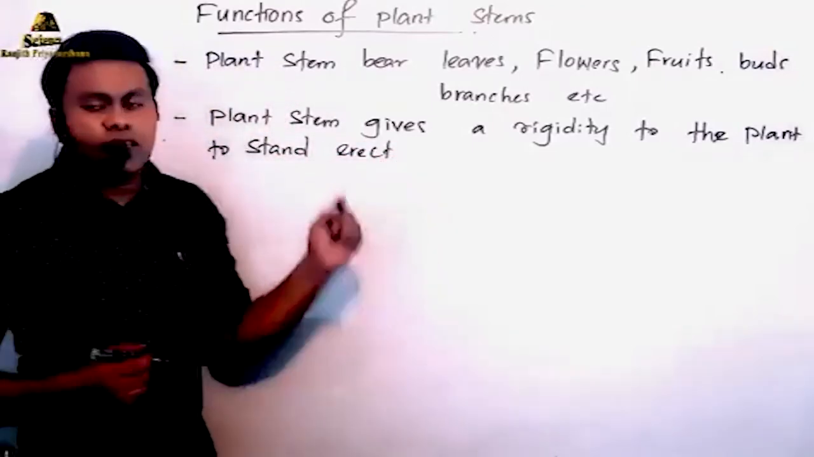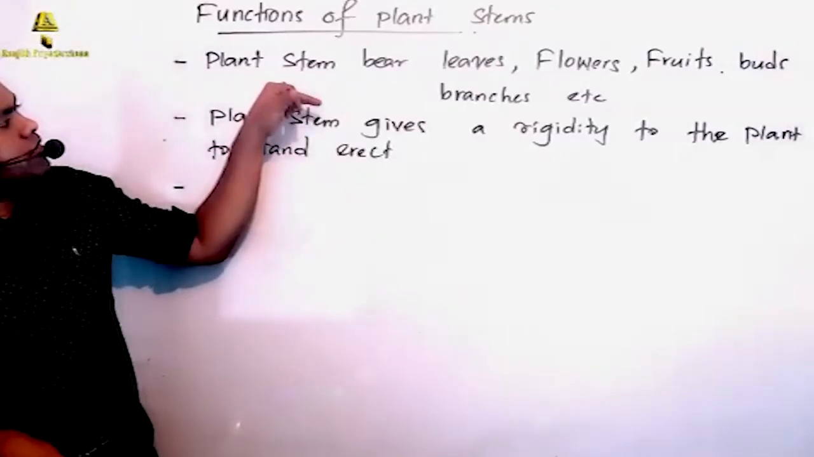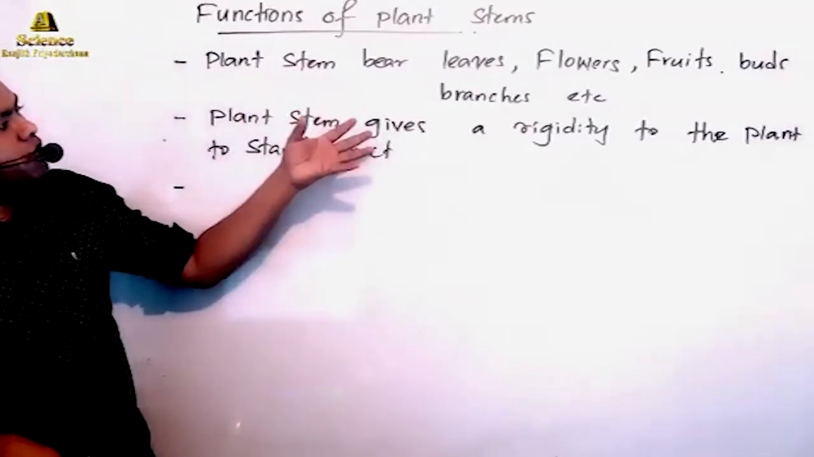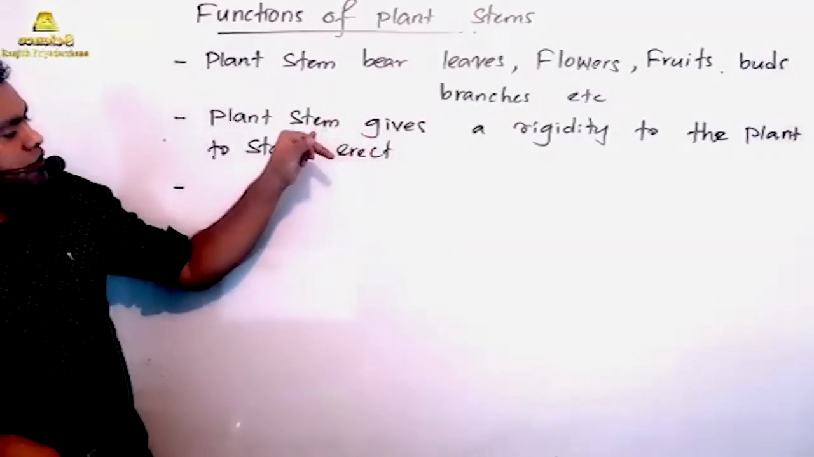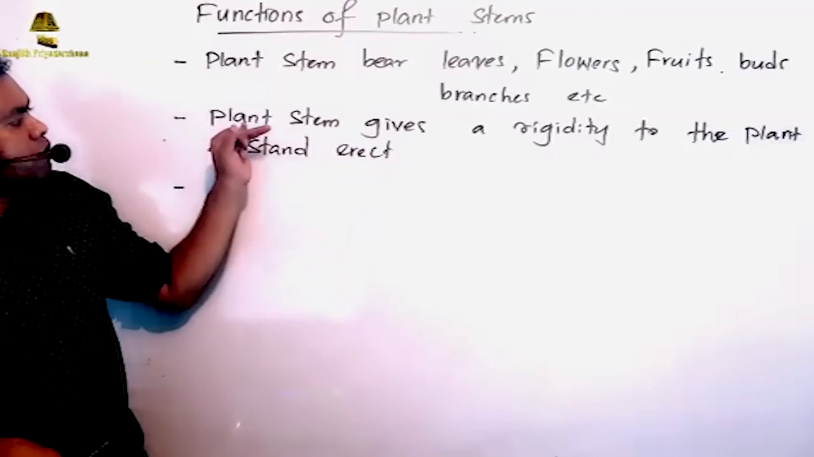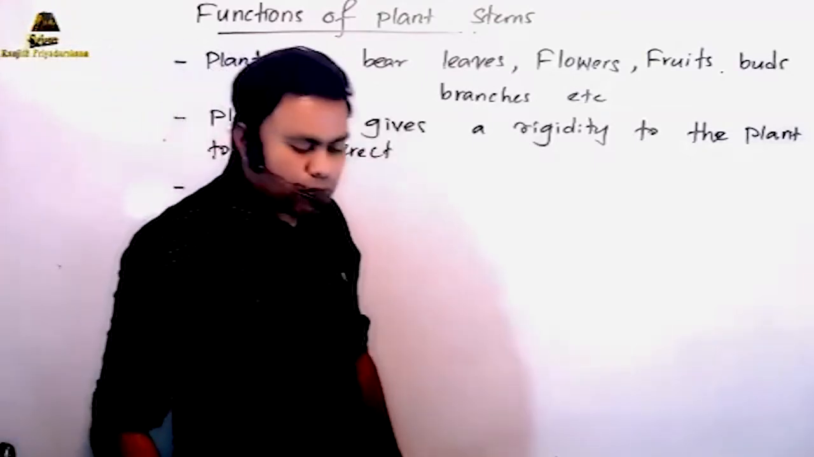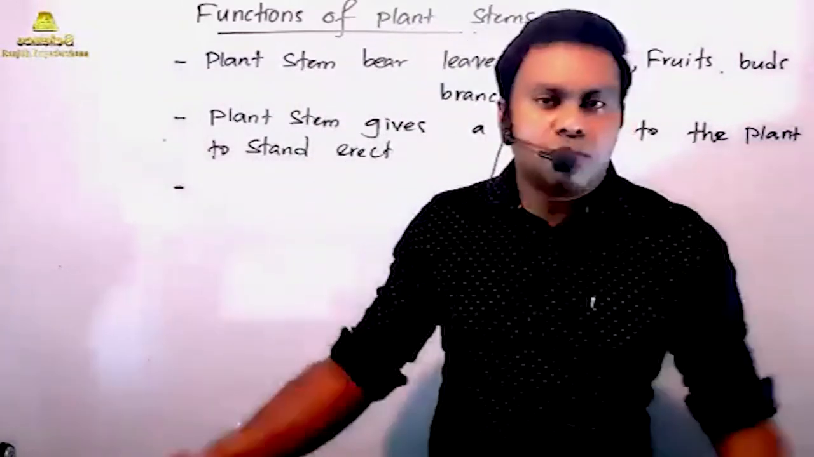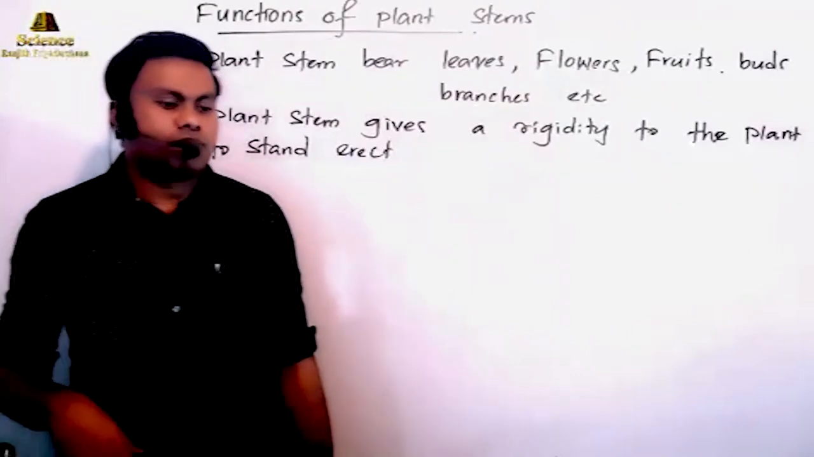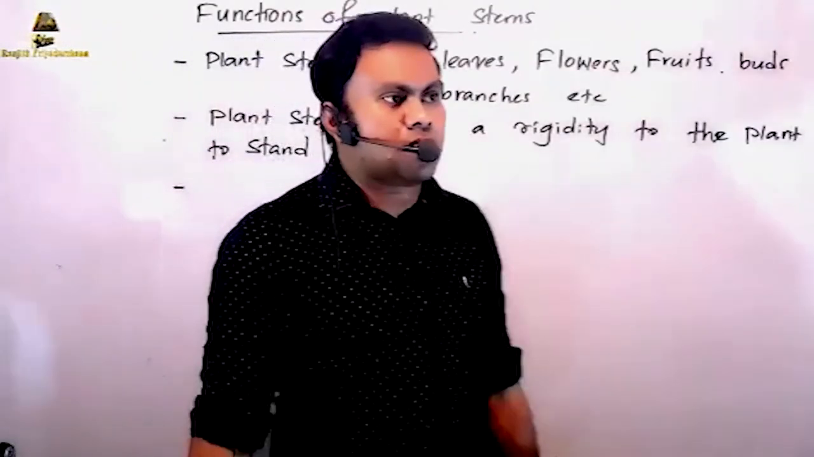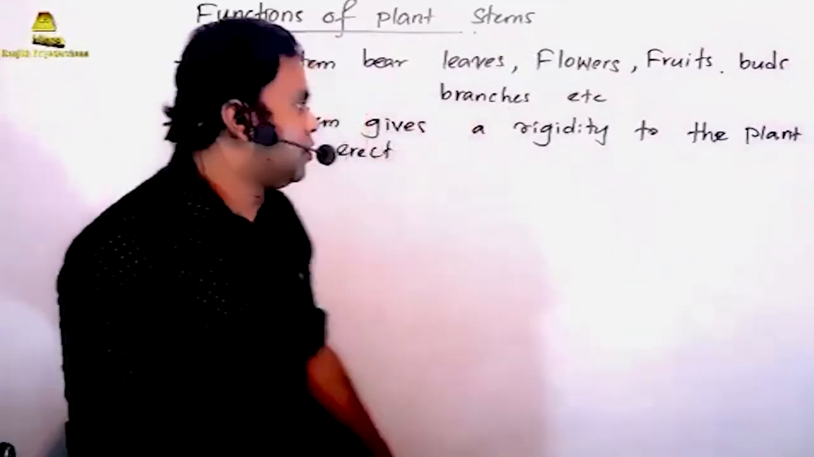Okay, so what are the first two major functions? Plant stem bears leaves, flowers, fruits, buds, branches, etc. Plant stem gives a rigidity. Can you read it? Plant stem gives a rigidity to the plant to stand erect. Very good.